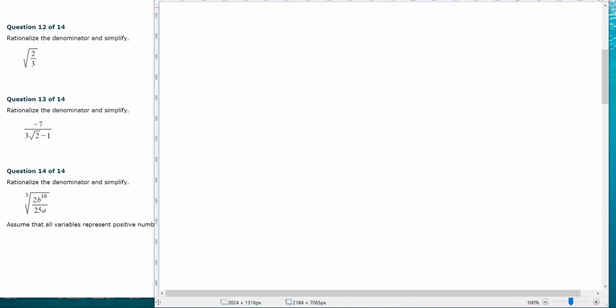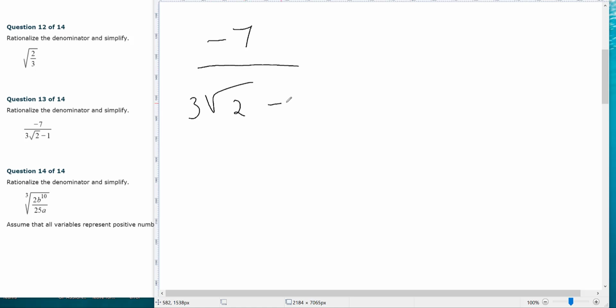Number 13. -7 over 3 square root of 2 minus 1. This is a little bit trickier, but once you learn the method, it's not that bad. Whenever you have a binomial, that's two terms, 3 square root of 2 is the first term, minus 1 is the second term, you must multiply by the conjugate.